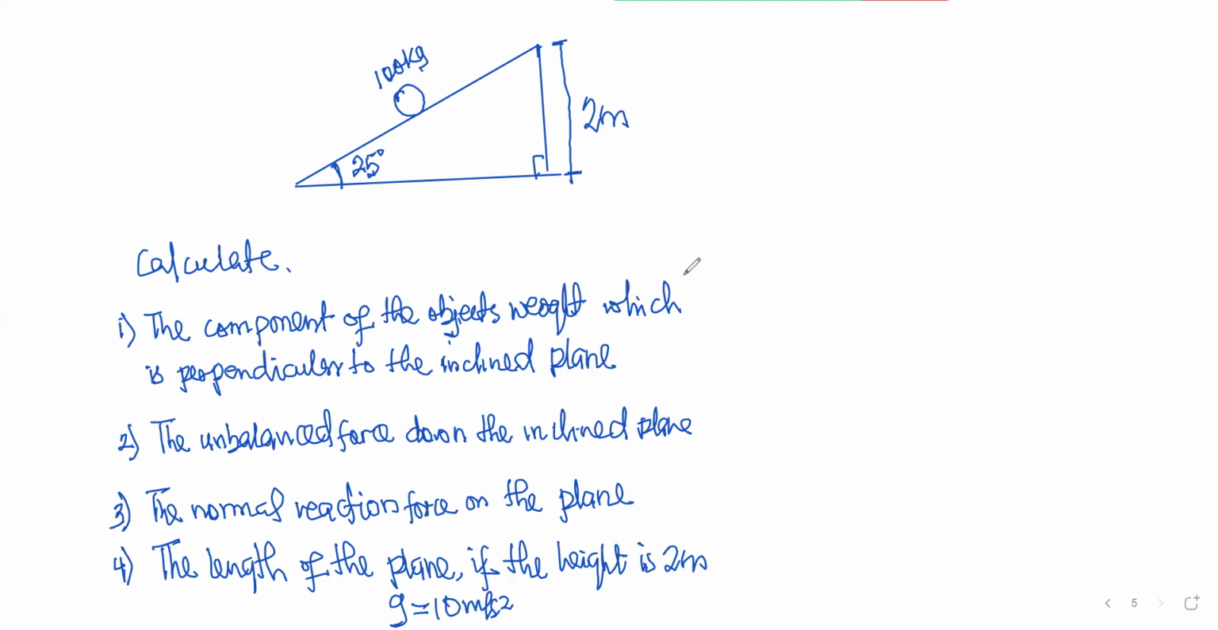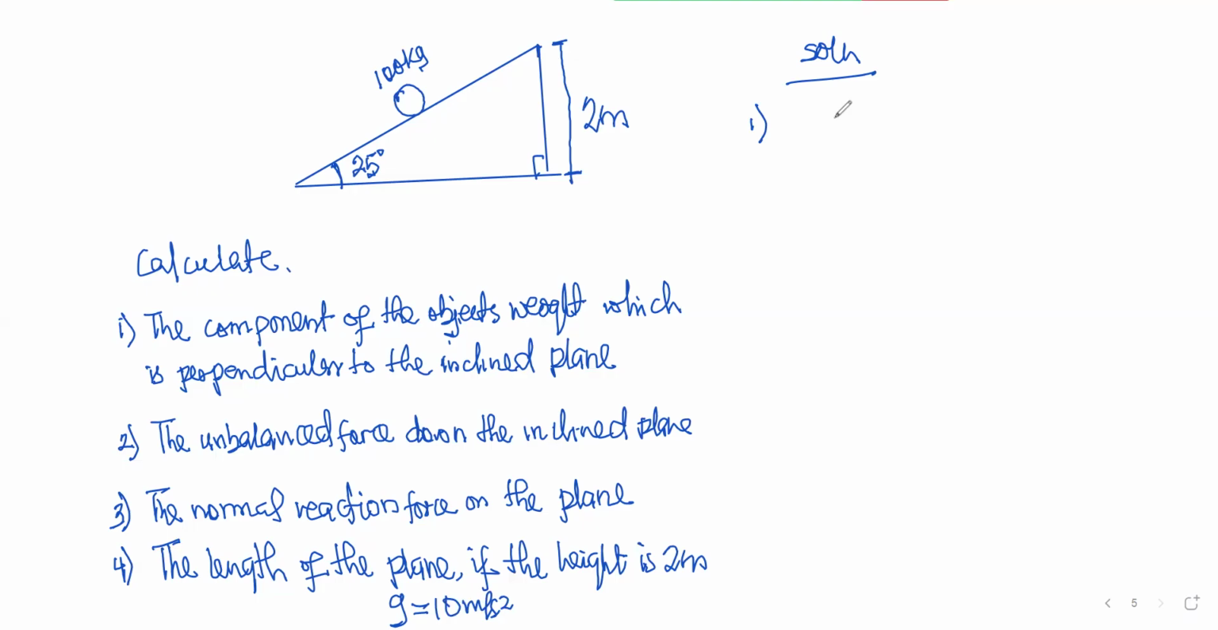So the component of the object's weight which is perpendicular to the inclined plane. What's your answer? 1. What's the answer? Oh, 423. Speak up, Enoch. So please, I said 423.